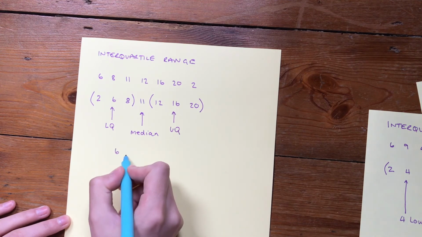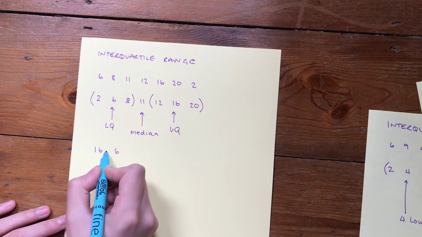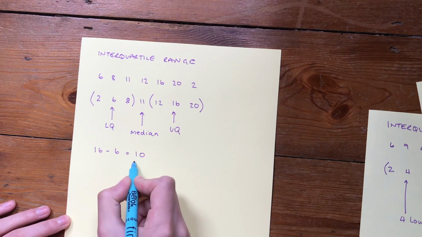So what you do is you then subtract the lower quartile, 6, from the upper quartile, 16, and this gives you 10, which is your interquartile range of this data.